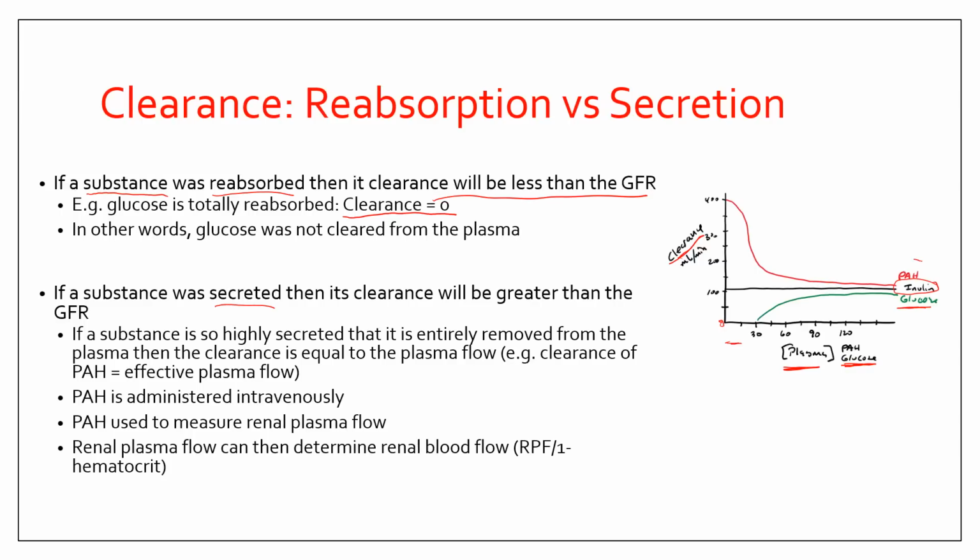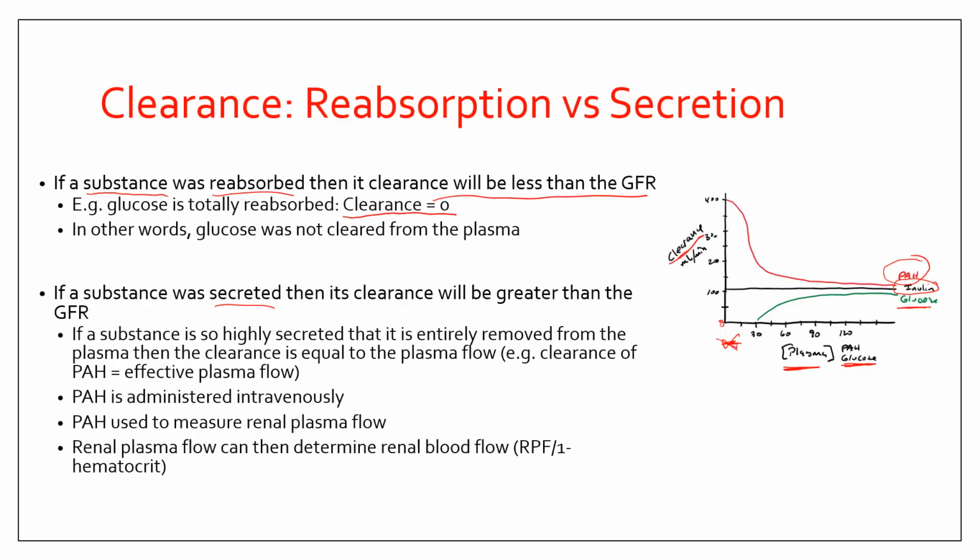In this example, the red line is PAH, and you can see that at very low concentrations of PAH, we would be underneath the transport maximum, being able to move that into the nephron, so we can completely remove it from that peritubular capillary. And so therefore the clearance is very high, because we can completely get it out of there, put it into the nephron and excrete it. And so it's definitely going to be higher than the GFR, which is the black line in the middle there.